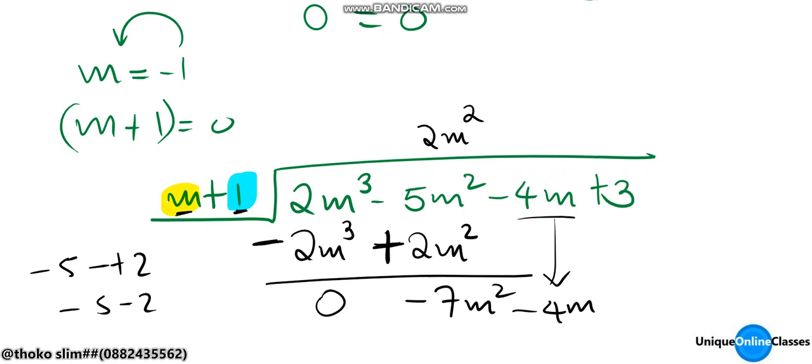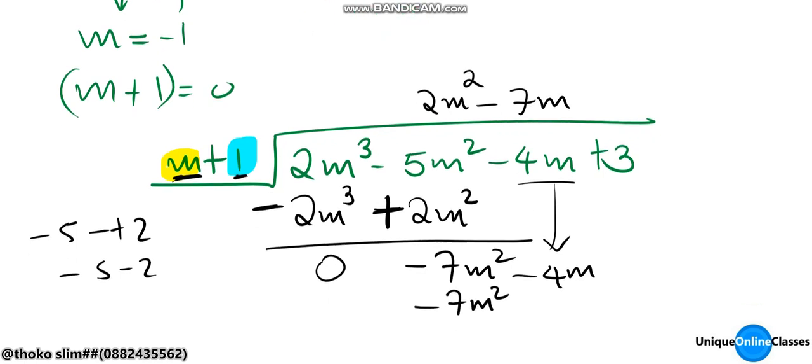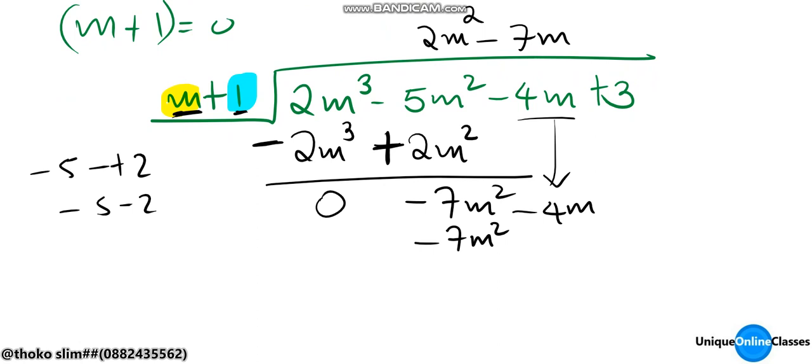So then we divide by m here. So negative 7m, negative 7m. So negative 7m times m, you get negative 7m square. And then what we need to do, we're going to multiply negative 7m times positive 1, which is negative 7m, negative 7m.